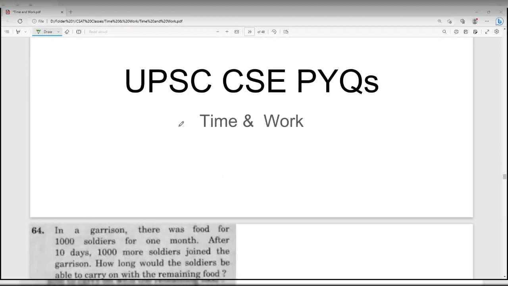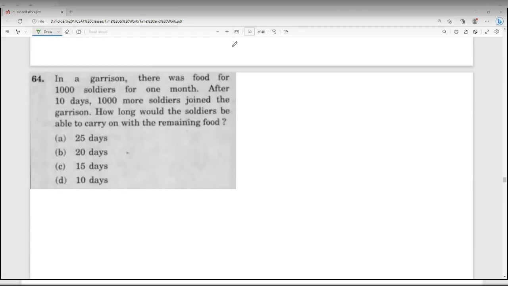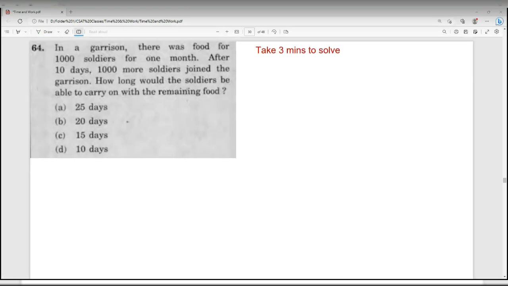We'll start with the UPSC CSE questions. So this is something similar. I hope it is visible. So please take 3 minutes. Yeah, the time is up. I'm happy that around 72% have got option D, 14% have got option A, 7% have got option B, and 7% have got option C.